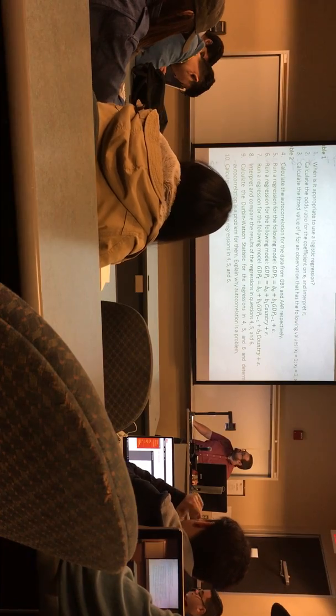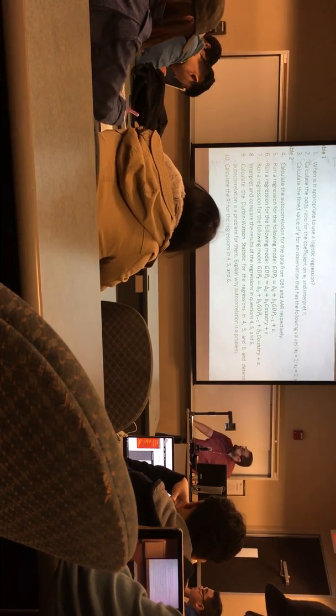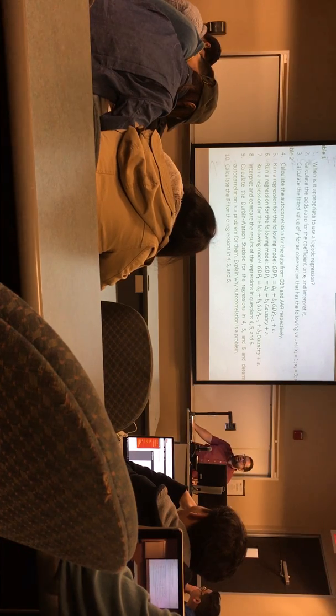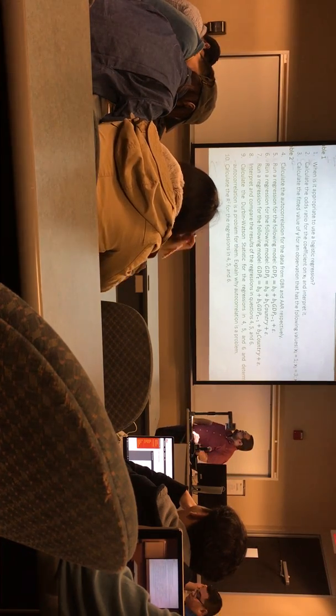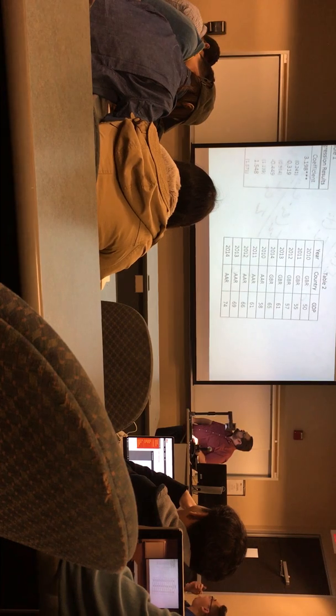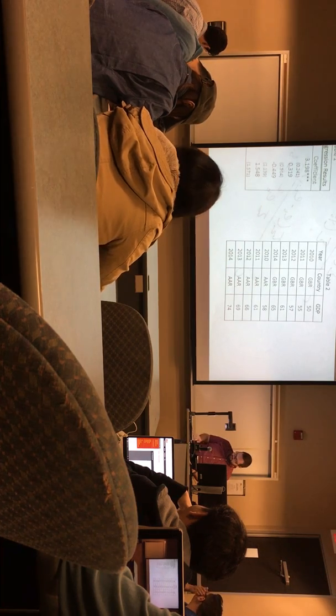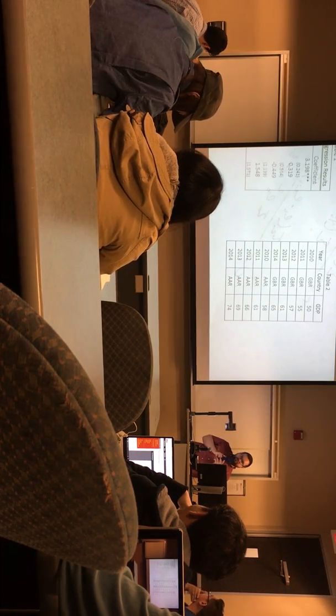Question 4, calculate the autocorrelation for the data from GBR and AAR respectively. Autocorrelation coefficient, how do we calculate that? Where do I find that in here?